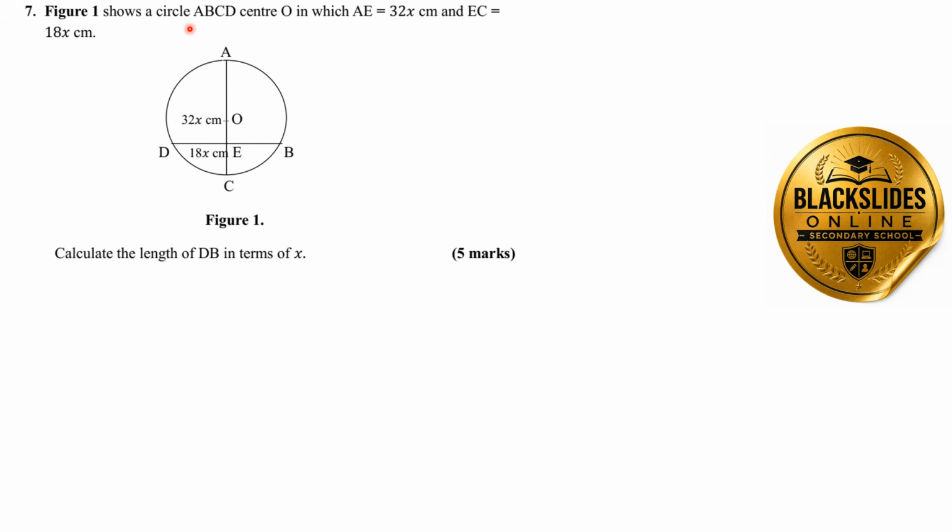Figure 1 shows a circle ABCD, center O, in which AE is 32 and EC is 18. Calculate the length of DB in terms of x. What is DB? DB is a chord. Take note, it's a chord. So here we shall need to apply one of the circle theorems and chord properties.